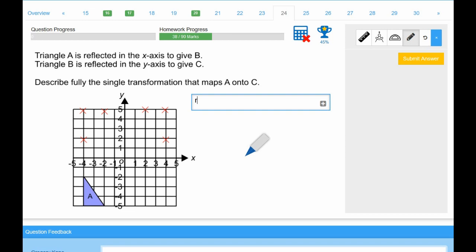So I think it is a rotation. It's going to be around the origin. That's going to be 0, 0. And I need to give the number of degrees. That's 180. Is there a way of doing degrees here? I think there is. 180 degrees. And in this case, it doesn't matter if it's clockwise or anti-clockwise, you end up in the same place.